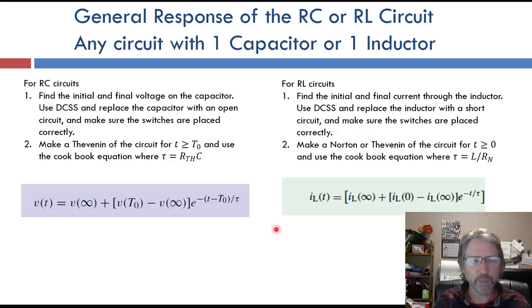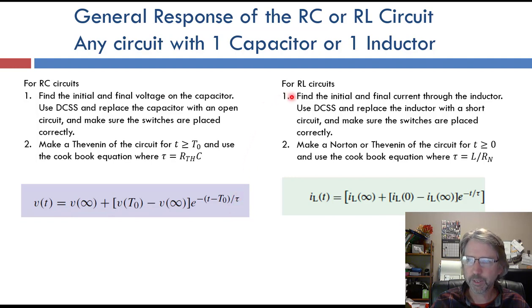Okay, so the final summary here of the RC and the RL circuits. For the RC circuits, we find the initial and final voltage on the capacitor using DC steady state values, where the capacitor becomes an open circuit. Make sure the switches are set up right. That gives us V0 and V infinity. Then we make a Thevenin equivalent of the circuit using the capacitor as the load and find the Thevenin resistance that gives us our time constant when multiplied by the capacitor. And then we plug in and we've got our answer.